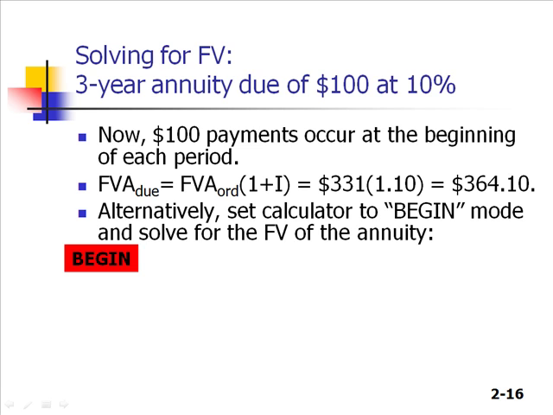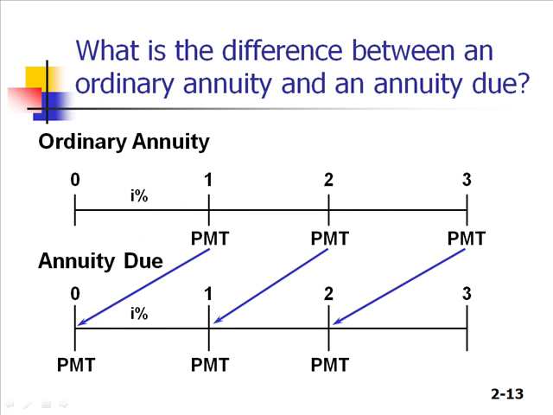Okay, I do want to show you something here about annuities due. Remember what we said? There are 2 different types of annuities. Ordinary annuities have the payments occur at the end of each time period. Annuities due have the payments occur at the beginning of each time period. That is the only difference between them.